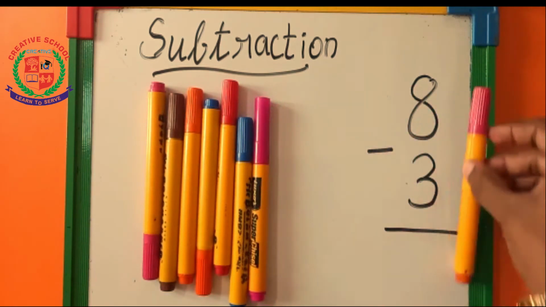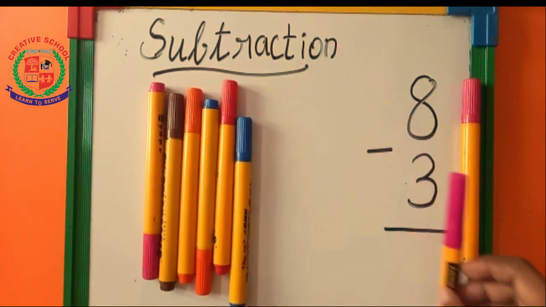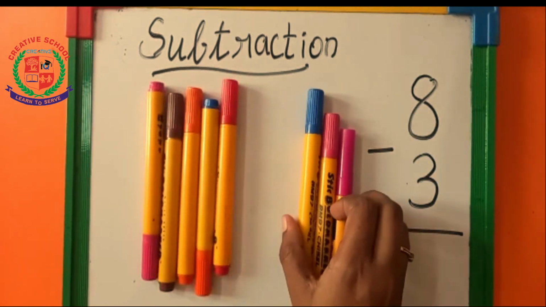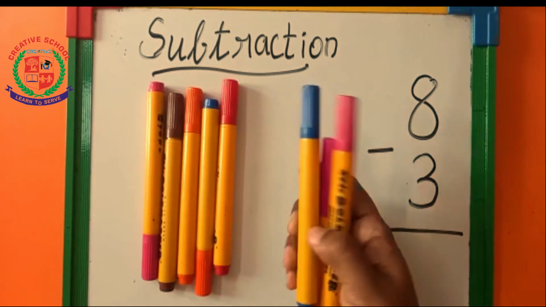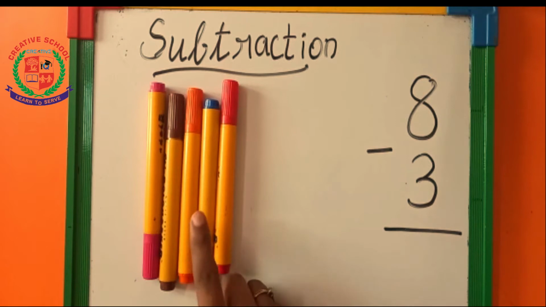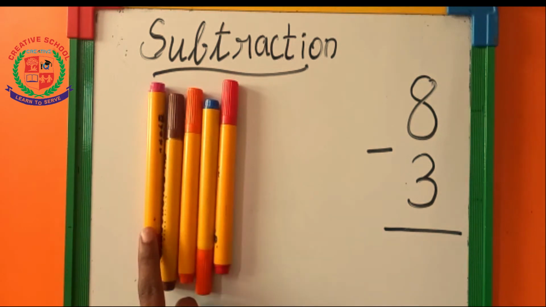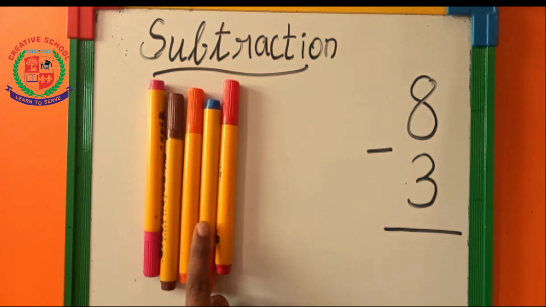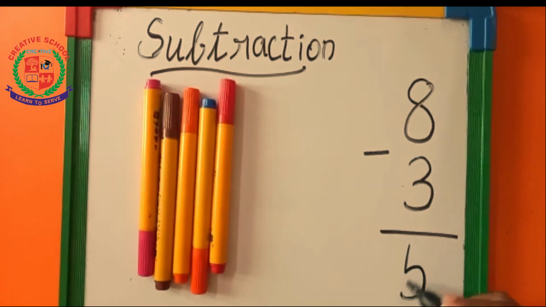1, 2 and 3. So I subtracted 3 markers out of 8 markers. So what will I get remaining? Let's count. 1, 2, 3, 4 and 5. So I get 5 markers now. So 8 minus 3 is 5.